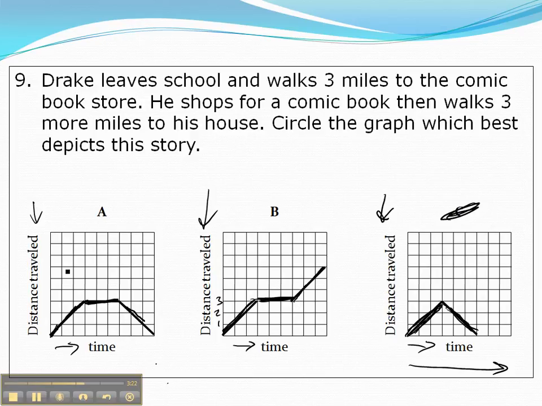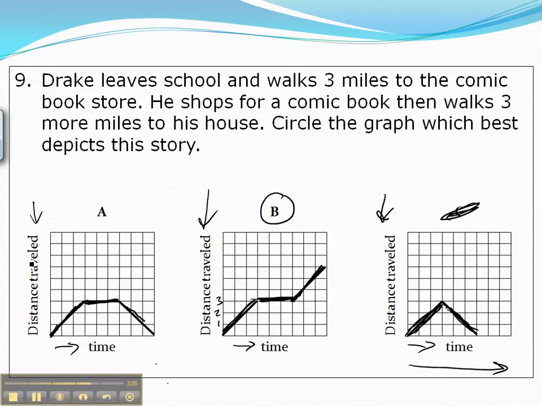Well, that all depends on how the axis is labeled. The axes on these graphs are labeled distance traveled. So if he walks 3 more miles in any direction, the distance traveled will increase. So B is the correct graph.